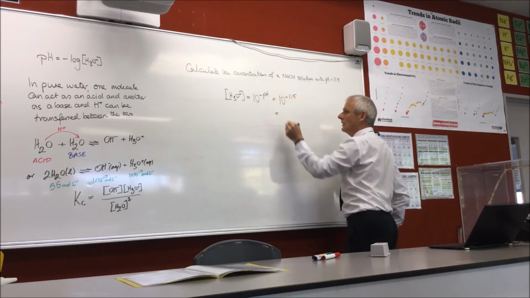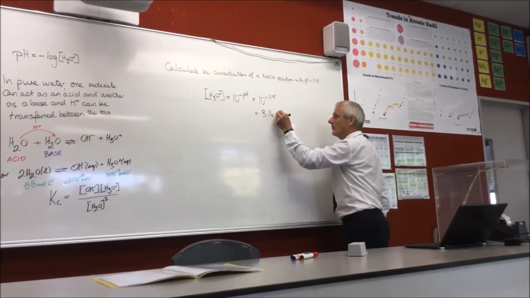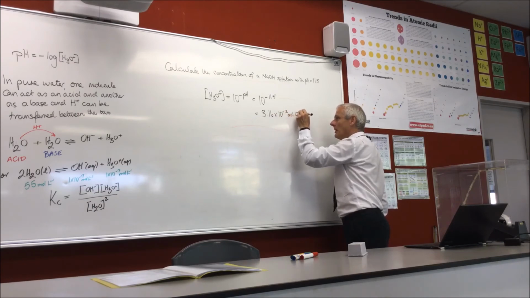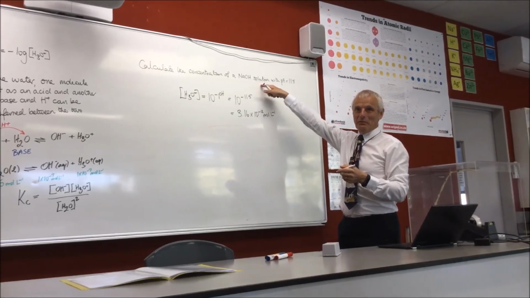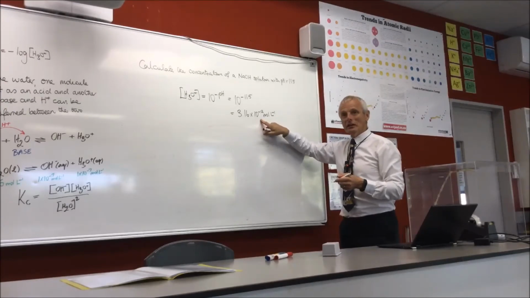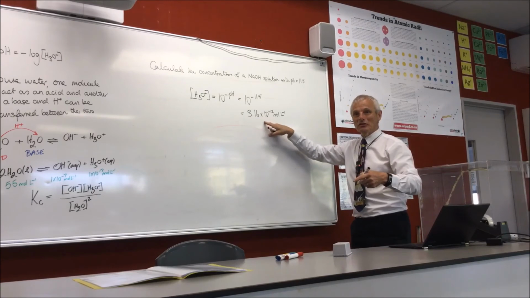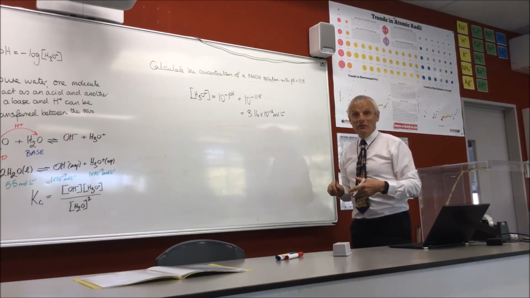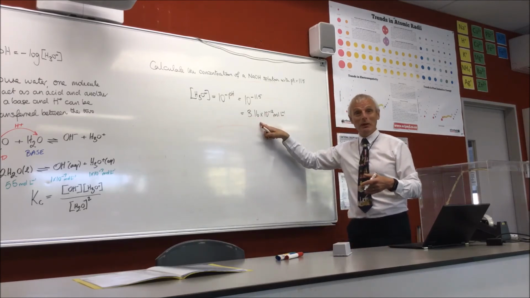Can somebody calculate that for me? 3.16 times 10 to the power of negative 12. Which is a very small number. But then, that's what you'd expect, because this is a base. And we're looking at the concentration of H3O plus. So it's a tiny, tiny concentration. Not significant in terms of all the other concentrations, but it's significant because we can measure a pH from it.